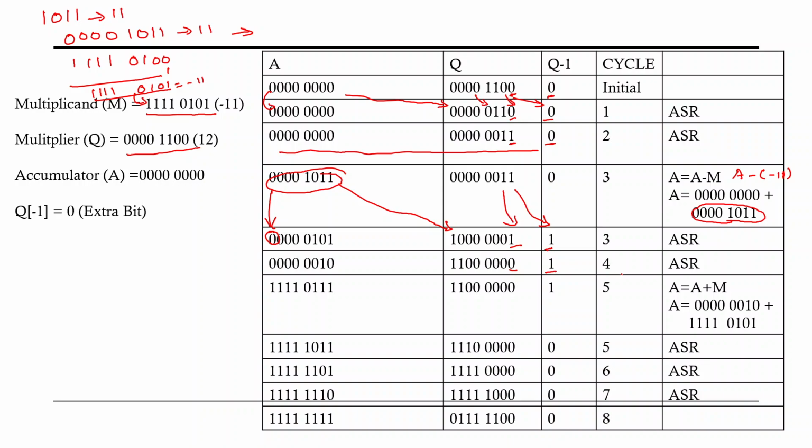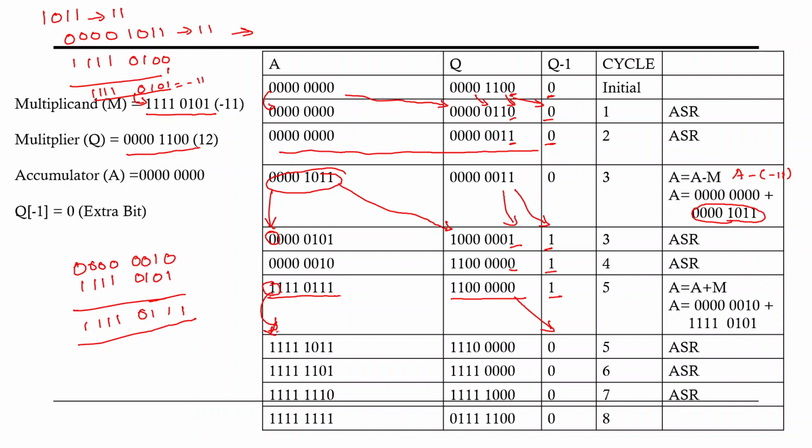If it is 0, 1, we need to perform A plus M. The A value is 00000010, and the M value is the minus 11 value, 4 ones, 0101. Both add up to 1110, 4 ones, then 0001. Once you perform the addition, we need to go for shift right. Shift by 1 position, and the same MSB must come to the vacancy place. You can see it over here.